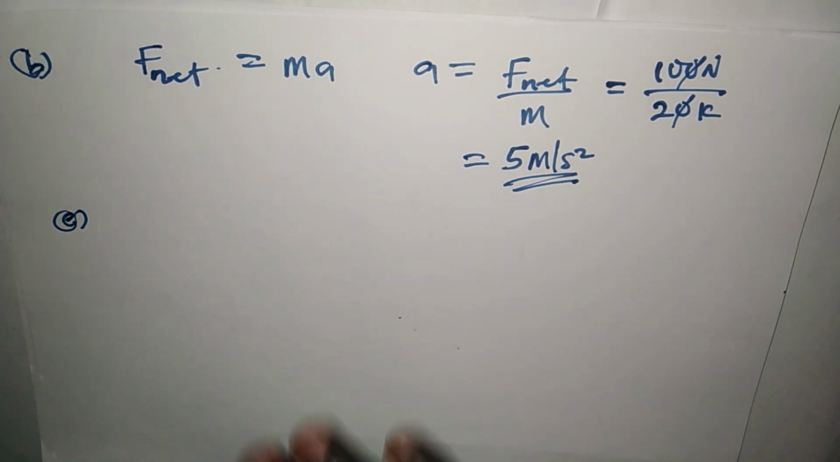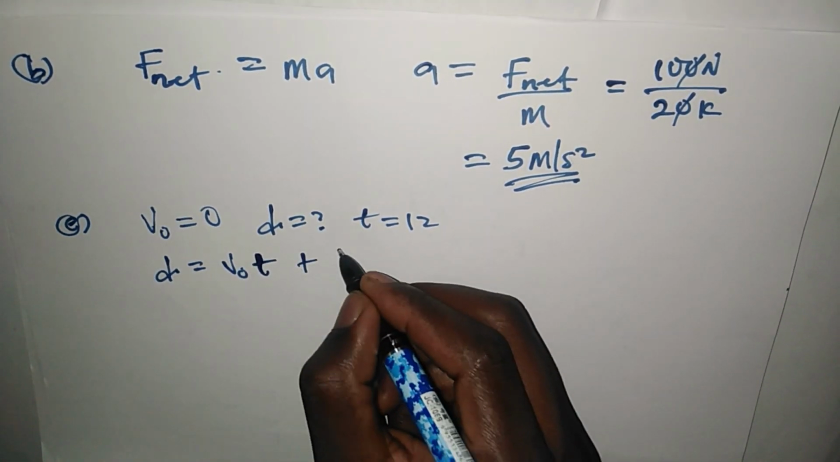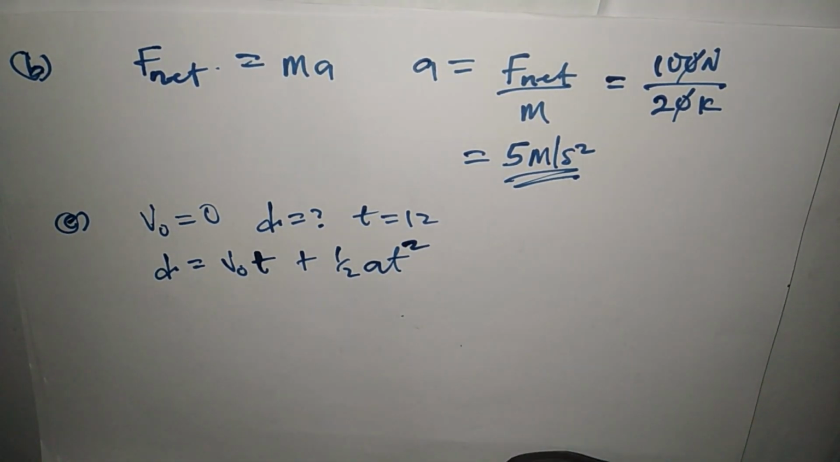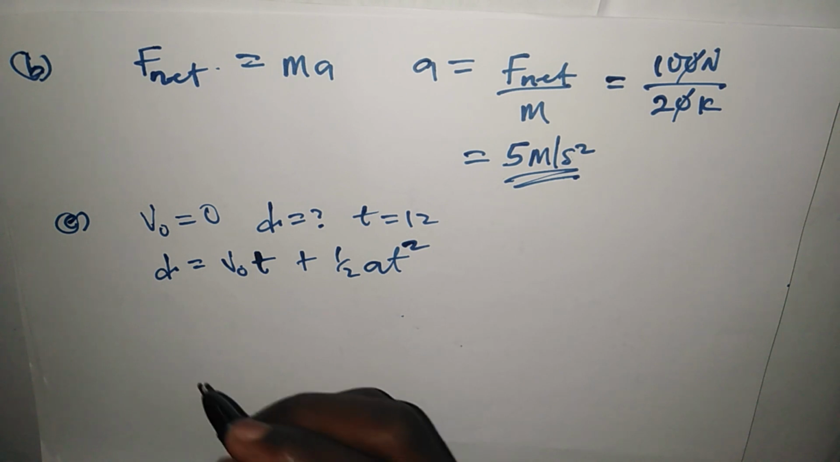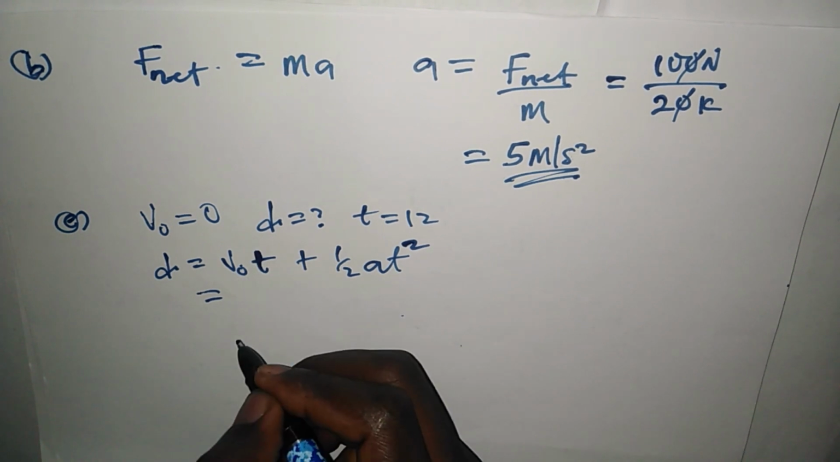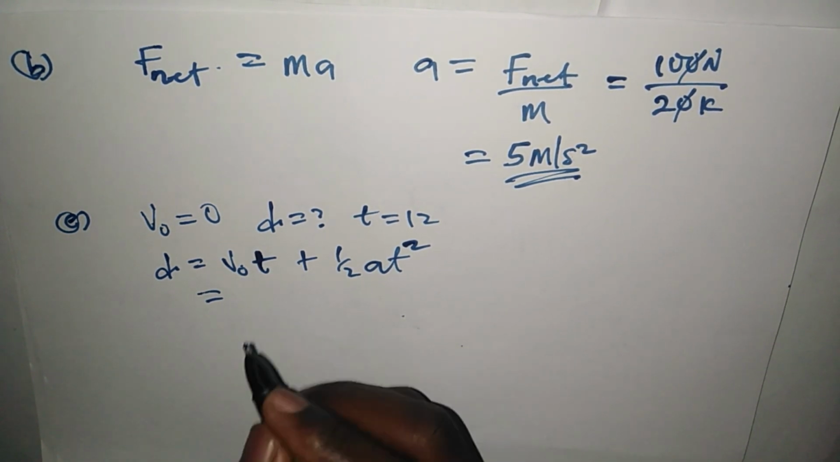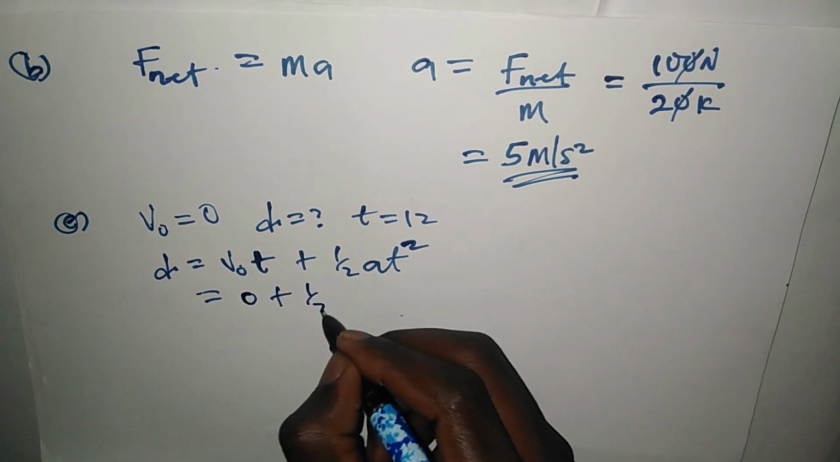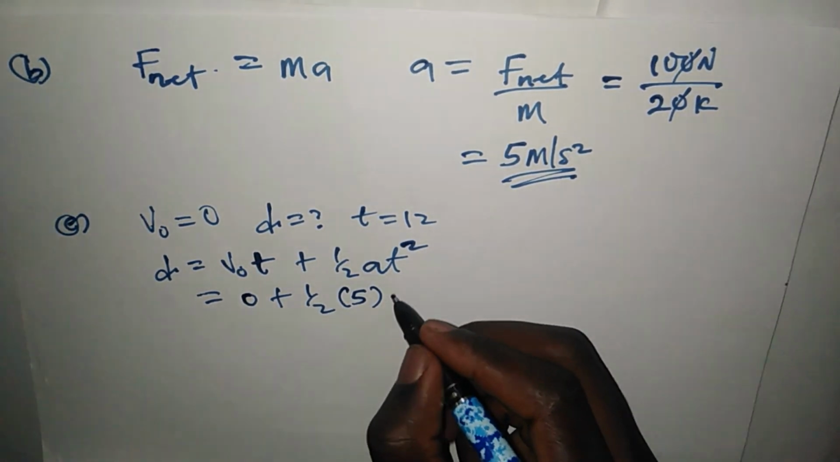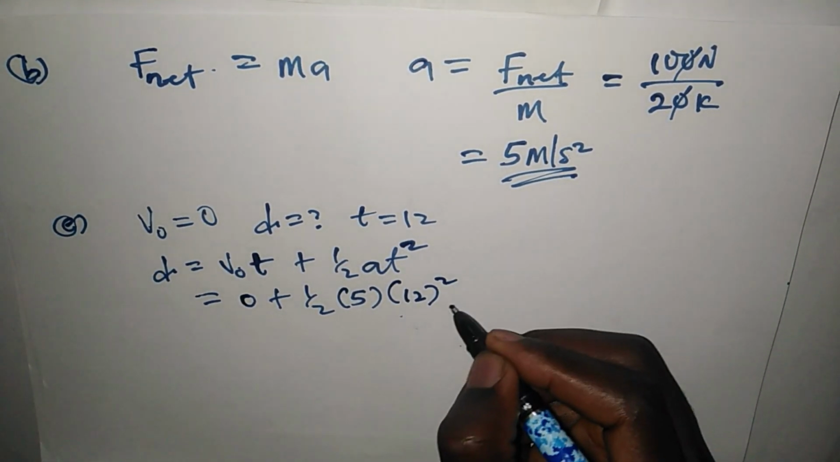So distance d is equal to V naught t plus half acceleration t squared. The distance is what we're looking for. V naught in this case is 0, so everything there will be 0, because anything times 0 is 0. So we have 0 plus half. Acceleration, we know, is 5 meters per second squared. And the time is 12 seconds. Don't forget to put the square.